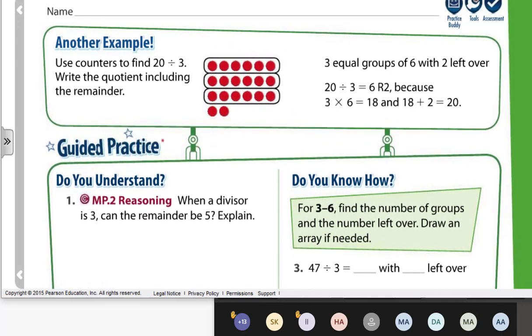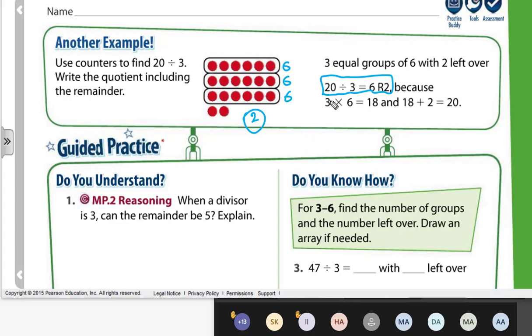Okay, in this page, in this example, we are dividing 20 by 3. And focus, my heroes. When you divide 20 by 3, you can make 3 groups like this. In each group, as you can see, we have 6. And we have 2 left over. So 20 divided by 3 equals 6, and the remainder is 2.